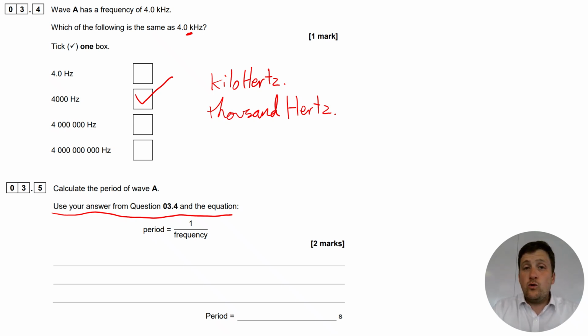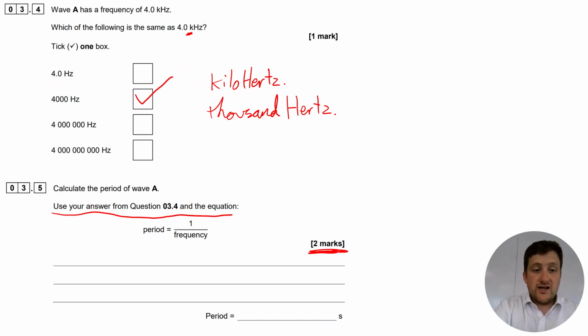So always use it. Always attempt it. Even if you think 3.4 is totally wrong, you made a crazy guess, you can still get the marks for 3.5. Okay? And again, look at the number of marks. 2 marks means you're going to write some stuff down. No rearranging, no solving for something different, and then you're going to put it into your calculator.